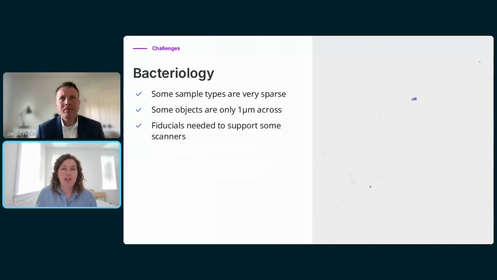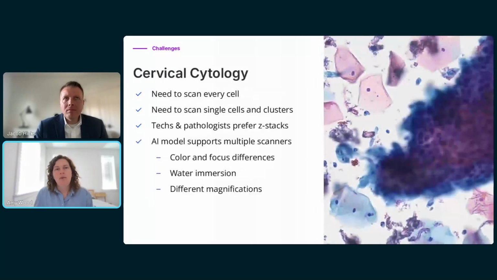Another one I want to talk about is bacteriology. Some of these samples are really thick, like we showed, but some are really sparse, like this one. And so being able to locate the sample and focus on the Techcyte instead of on some dust that's on top is really important for these sample types. Some of these objects are only a micron across. That really is pushing the limits of what we can do with an ADX scan. And so being able to accommodate that was something that we really had to work through. And again, sometimes fiducials are needed for these really sparse sample types to be able to find focus in the right Z level.